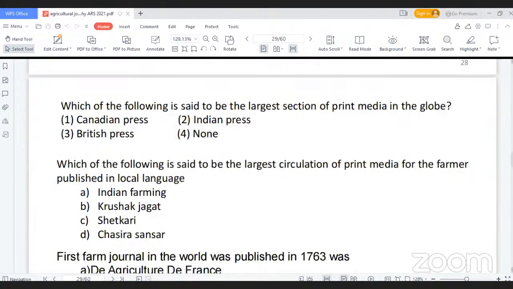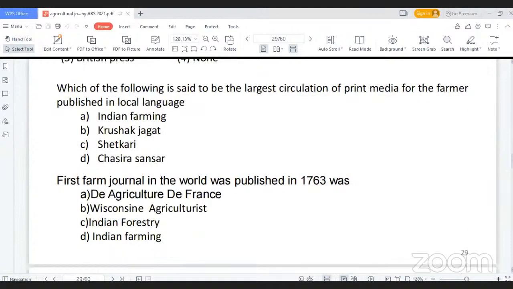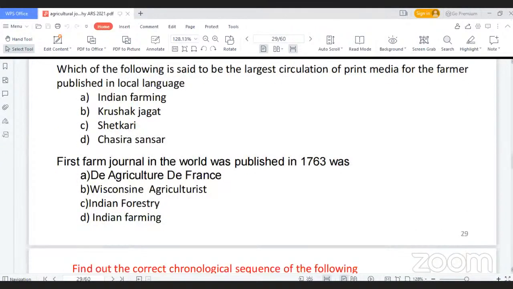But for our purpose: which of the following is said to have the largest circulation of print media for farmers, published in a local language? Shetkari, as I told you, the Marathi farm magazine. Then the first journal in the world was published in 1763. What? Gazette d'Agriculture, France.